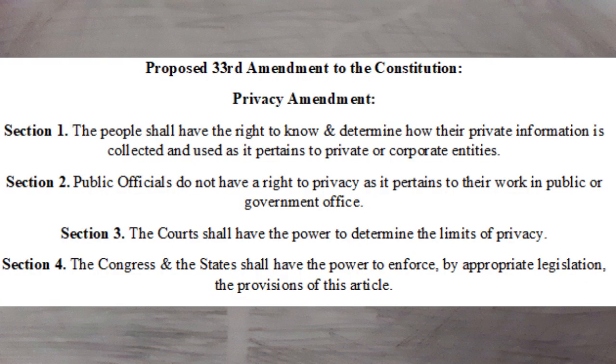Proposed 33rd Amendment to the Constitution, Privacy Amendment. Section 1. The people shall have the right to know and determine how their private information is collected and used as it pertains to private or corporate entities. Section 2. Public officials do not have a right to privacy as it pertains to their work in public or government office. Section 3. The court shall have the power to determine the limits of privacy. Section 4. The Congress and the states shall have the power to enforce, by appropriate legislation, the provisions of this article.